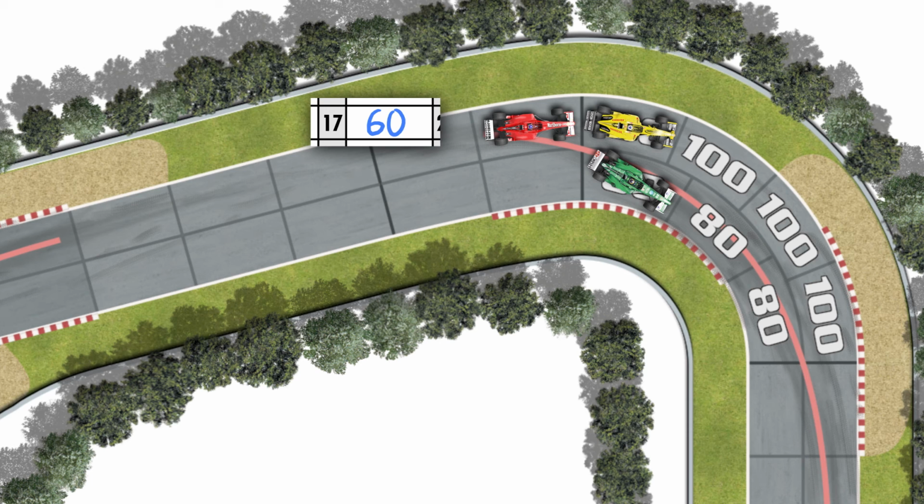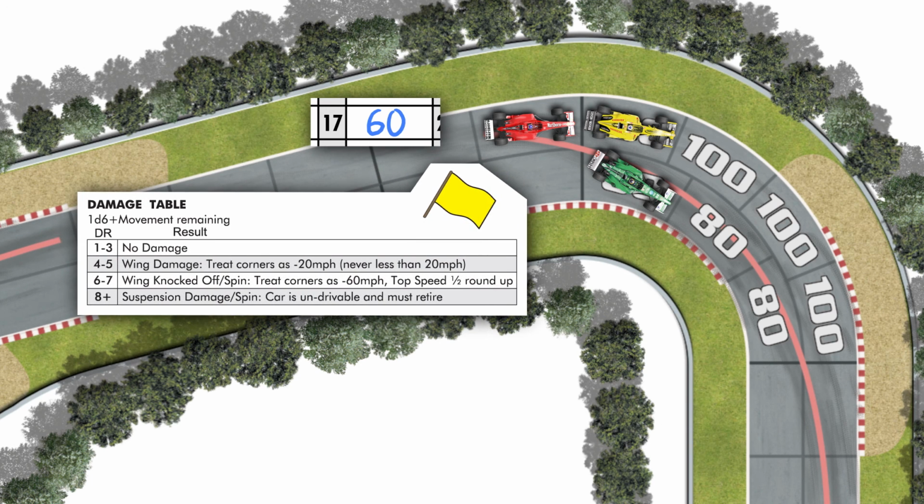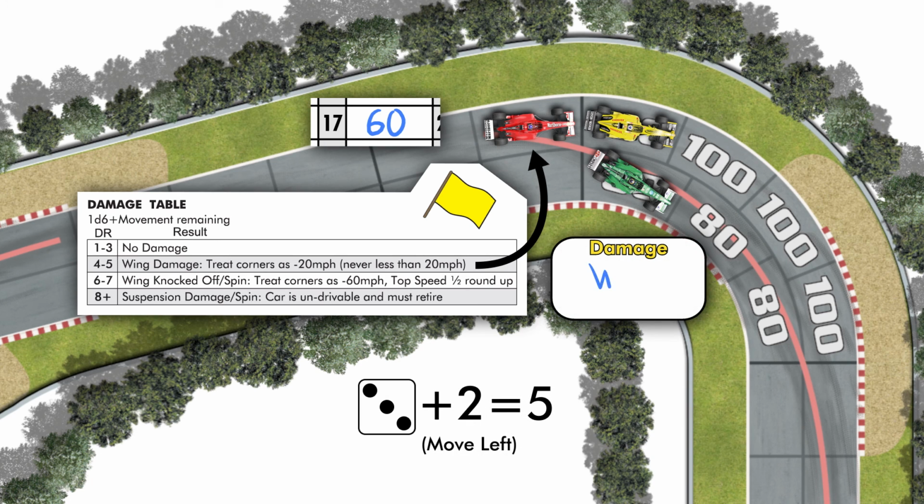This is independent of deceleration limits because it is from a collision. Both cars now consult the damage table to determine their individual outcomes. The number of spaces the overtaking car had yet to move at the moment of collision is added to a die roll on the damage table. The red car had 2 spaces remaining, so the roll is 1d6 plus 2. The red car rolls a 3. Plus 2 for movement equals 5. The red car's wing is damaged, which makes corners behave as if rated 20 miles per hour slower.